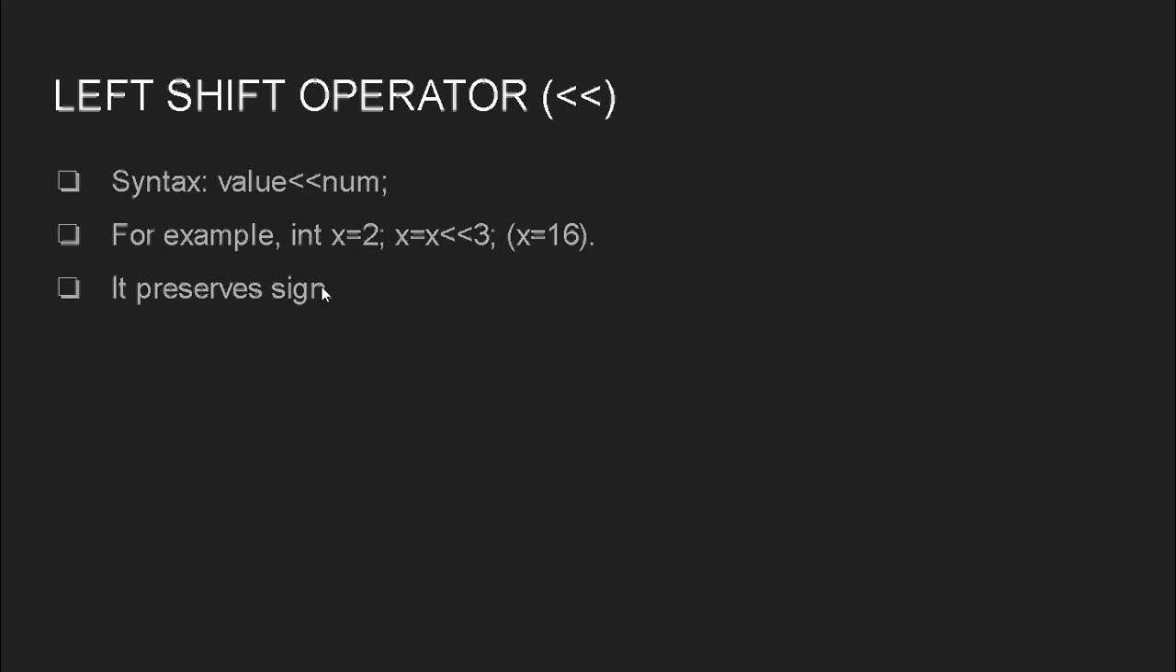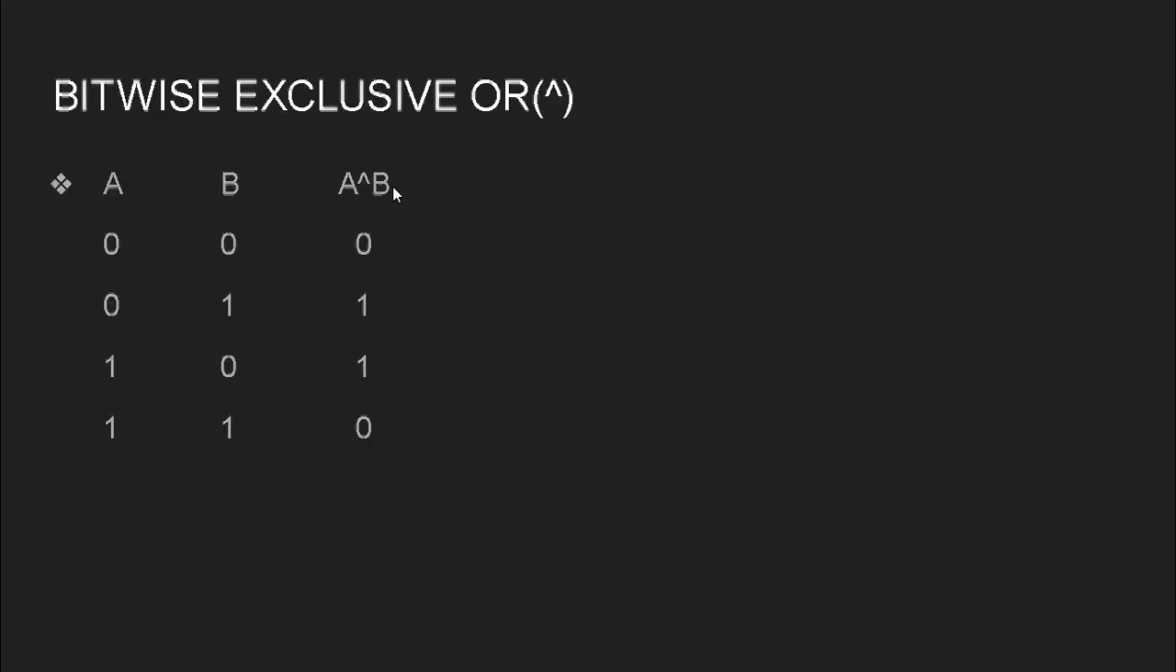Now we are going to talk about the left shift operator. This is denoted by this particular symbol. This is the syntax which we follow for this operator. First we write value, then after that we use num. Don't worry if this is not clear now, because I will be explaining this with the help of the IntelliJ IDEA IDE.